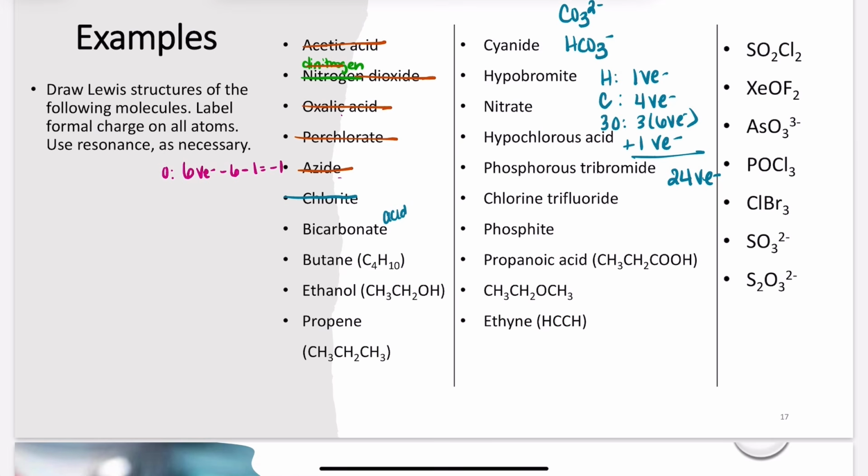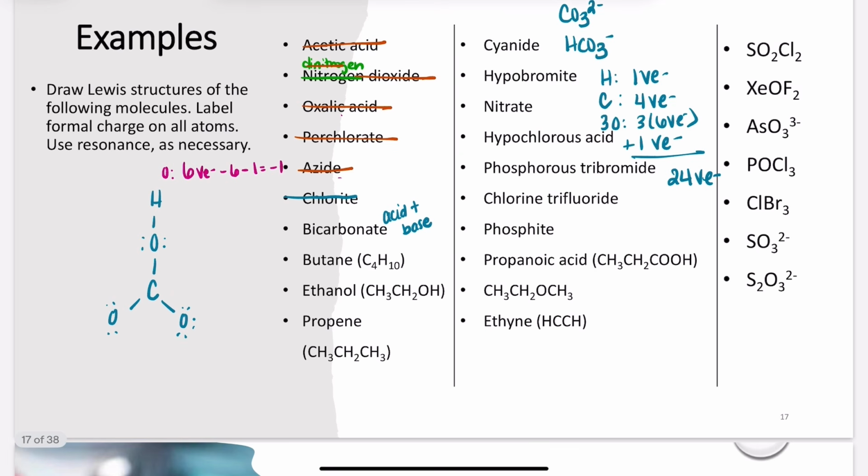Bicarbonate is amphiprotic, meaning it acts as an acid and a base. It can accept a proton or it can donate a proton. It does that because it acts as an oxyacid, which means that the hydrogen is bonded to an oxygen atom. Connect them all and give your oxygens their octet. I've used up all 24 electrons. Everything has an octet right now except the carbon.